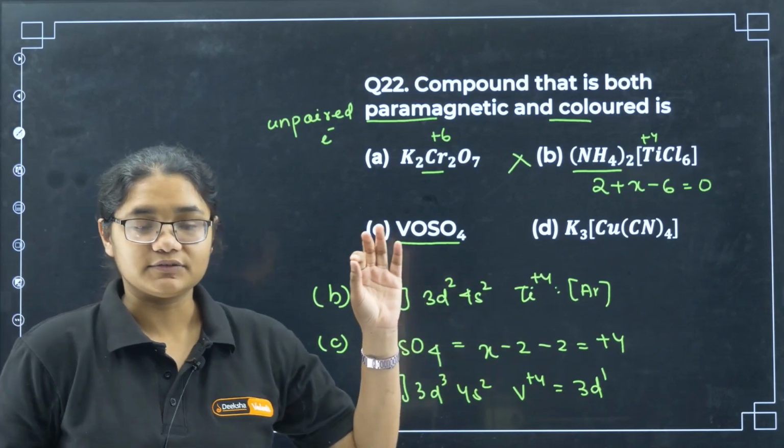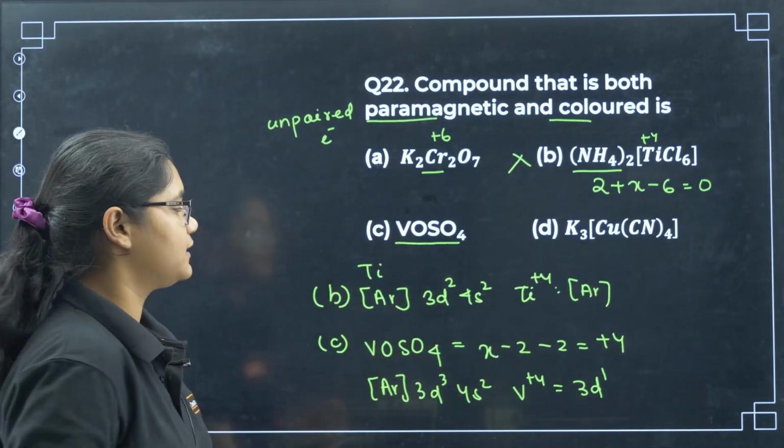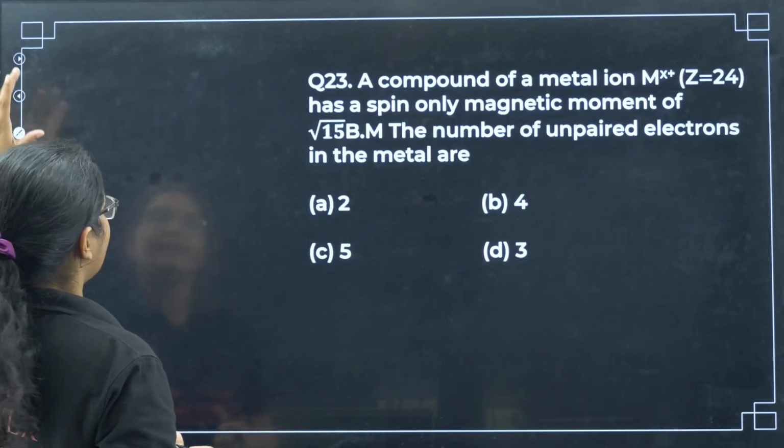Now 3d1, there is 1 unpaired electron, so due to this 1 unpaired electron it will show color also, magnetic behavior also, so option number C will be the correct answer.